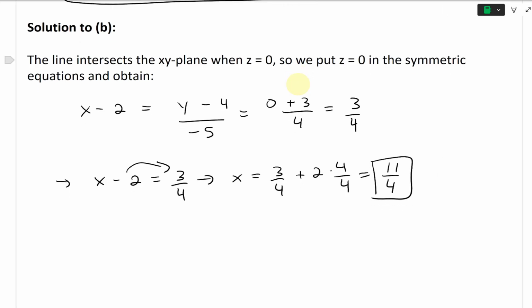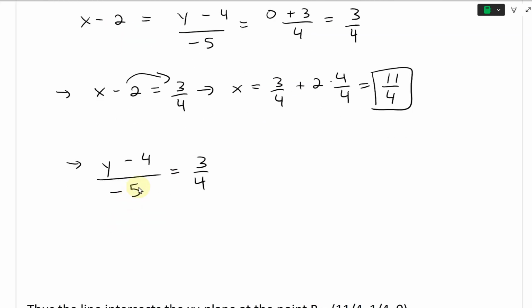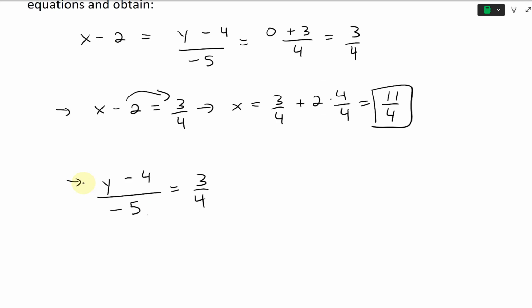And then the y value is, well, we equate the other side. y minus 4 over negative 5 is equal to 3 over 4. Let's fix that up, and move this around. So then multiply this by negative 5. We move over this negative 5, multiply it out, and then move the 4 in. We'll get an equation for y.